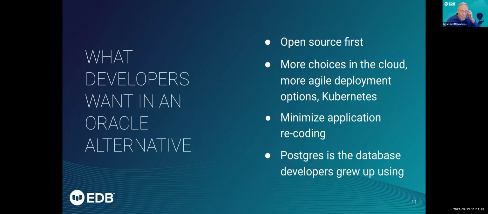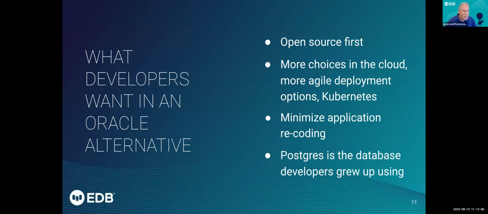They have other things. So many times organizations and developers really prefer an open source first strategy. We see this emerging in government, and this is emerging with a lot of private companies as well. So that desire to do open source technology is really important for them. Developers want more choices in the cloud. So hybrid, fully managed. We'll talk a little bit later about some of our fully managed capabilities.